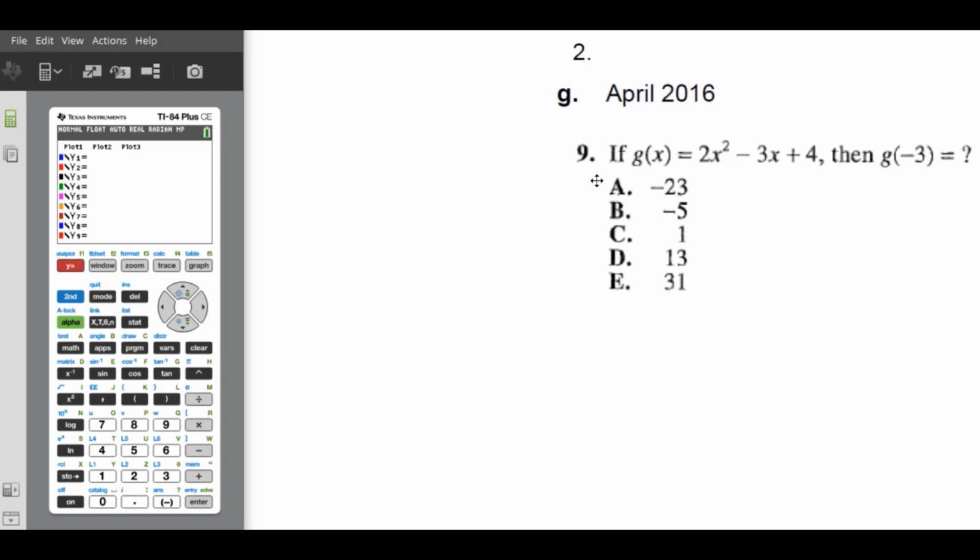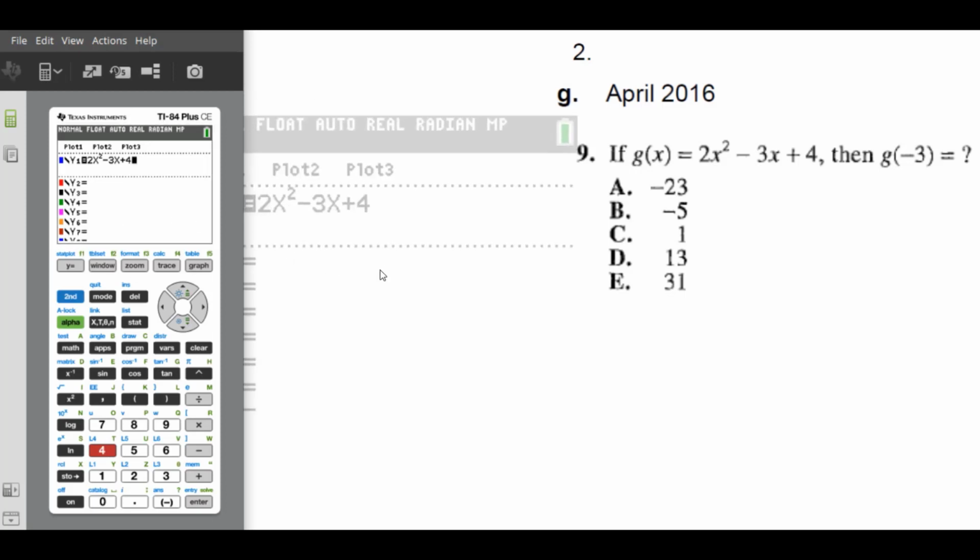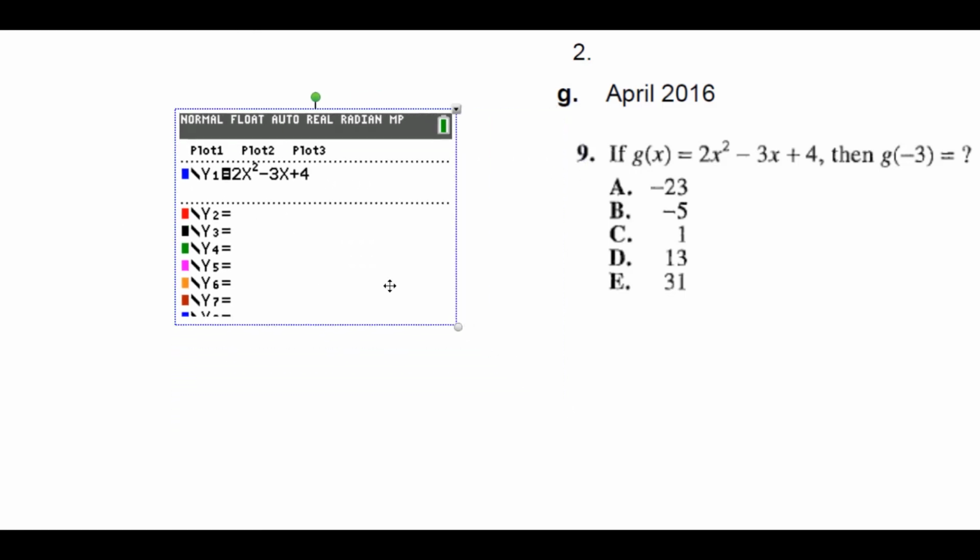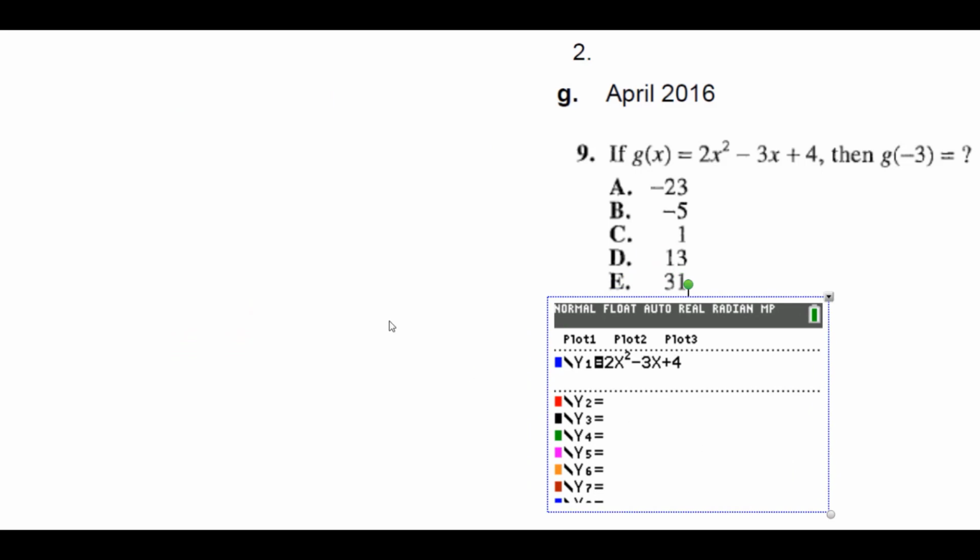So I'm going to go to y equals, and I'm going to type an expression in for y1. So that's 2x squared minus 3x plus 4. And I'm putting that into y1, so let me show you what that looks like. So you can see that there. That's what I put into y1, okay?